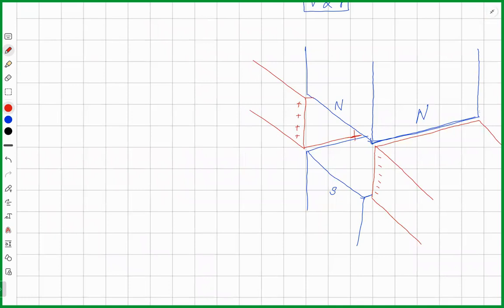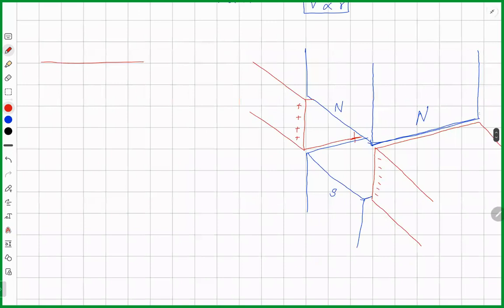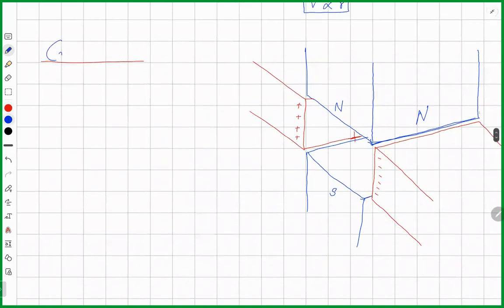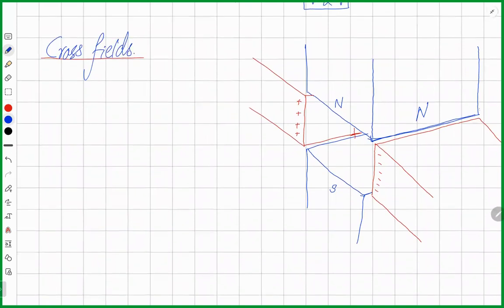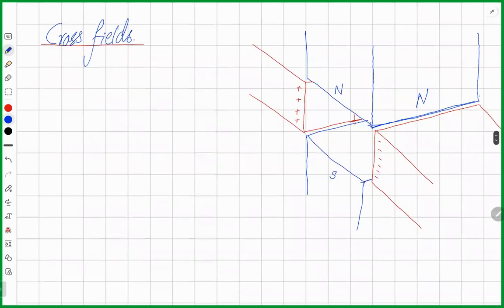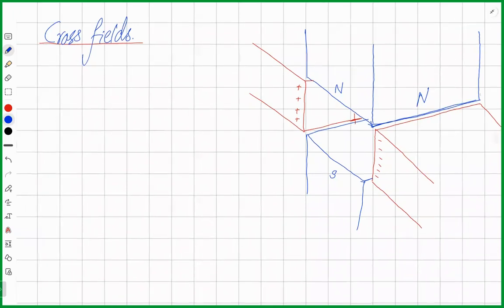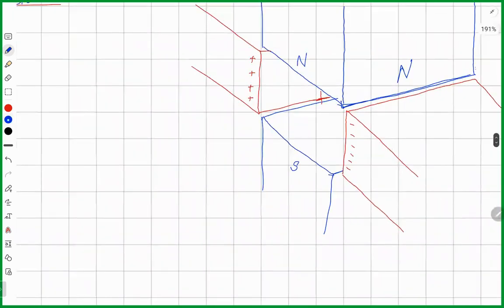So what we have here, this concept is called cross fields. We call it cross fields. Now we have two kinds of fields. One is the magnetic field and the other is the electric field. Now a charged particle is coming in like this. It is the same positive charge particle.